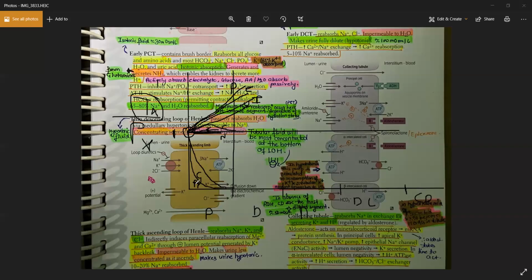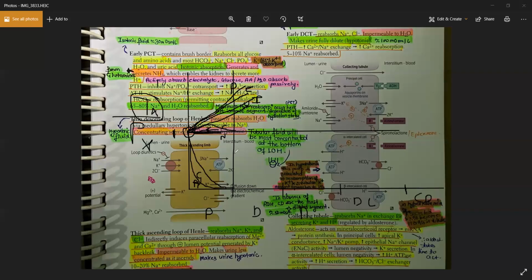Now, what about the descending loop of Henle? What's going to happen here? In the descending loop of Henle, I'm having a free water reabsorption, just of water, no other solute. So what about the concentration of all these solutes? All the sodium, chlorine, potassium, and all of them. What's going to happen to them? Will they rise or will they fall?